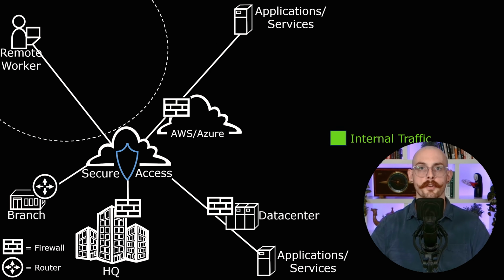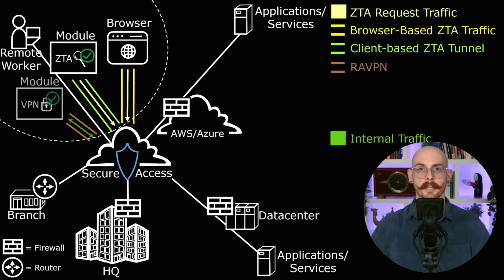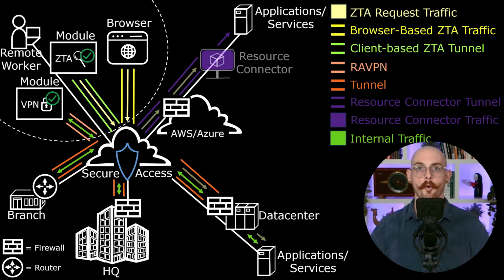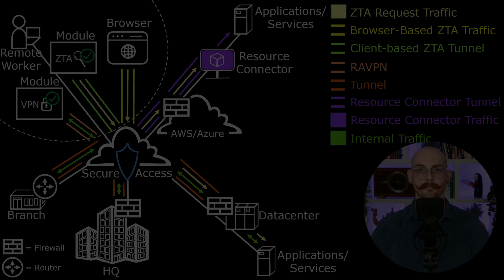In summary, we've talked about how Secure Access provides zero-trust access and reduced friction for remote users, VPN as a service, and connectivity between networks, all while providing security controls. Users are able to connect to applications with either client-based or browser-based ZTA or with remote access VPN, and networks can be connected via tunnel groups. We've also seen how Secure Access can connect back to your private applications using either those same tunnel groups or with resource connectors. And that wraps up our exploration of how Secure Access secures private access.